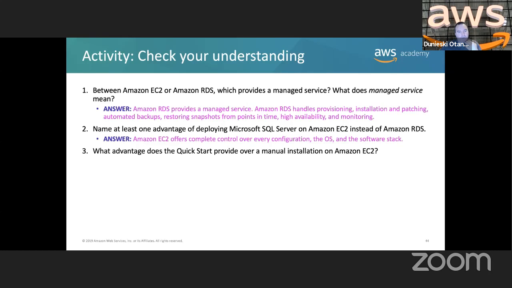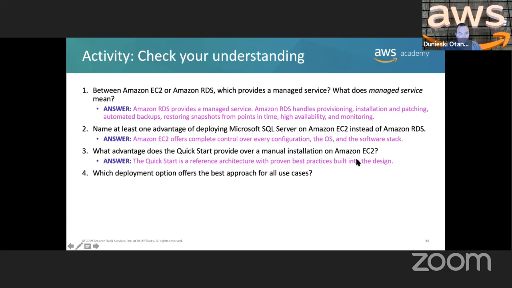What advantage does the Quick Start provide over manual installation on Amazon? This is a very common sense question. If you have a Quick Start, you have guidance, and you have software that helps you install everything. Whereas with manual, you don't have that much guidance, and you have to do it manually. Quick Start is more automated. It's built into the design.